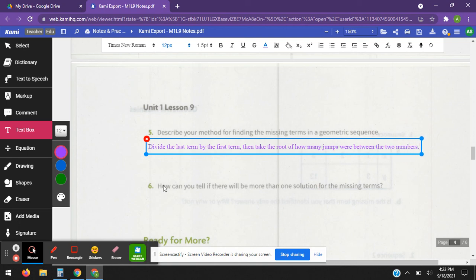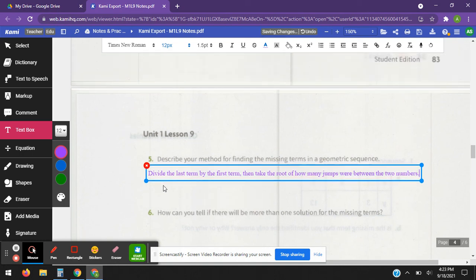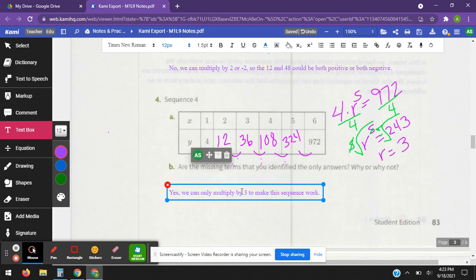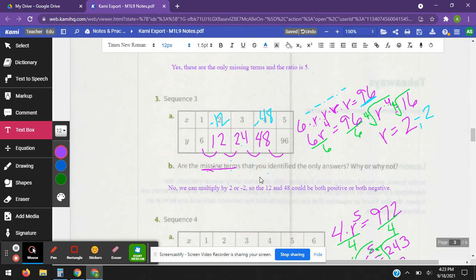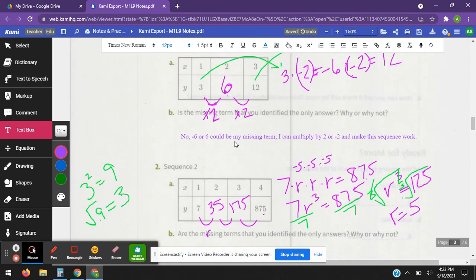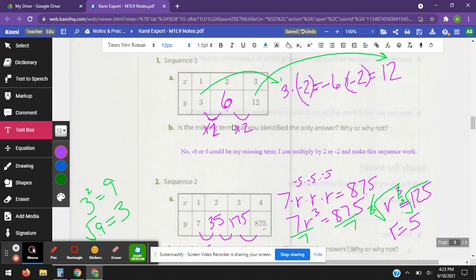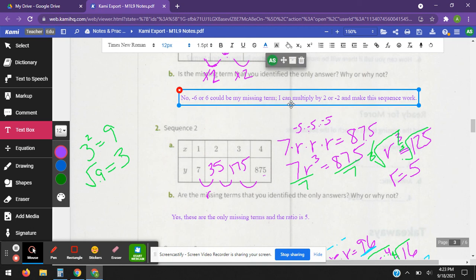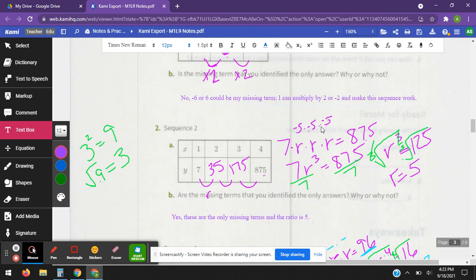How can we tell if there'll be more than one solution for the missing terms? All right, let's see if there's a common factor, something in common with the missing terms. This one had 5 jumps and there was only one option. This one had 4 jumps and there were 2 options. 3 jumps, 1 option. 2 jumps, 2 options. Okay, so what I'm seeing is if we have an even number of jumps, we have 2 options. If we have an odd number of jumps, we only have 1.